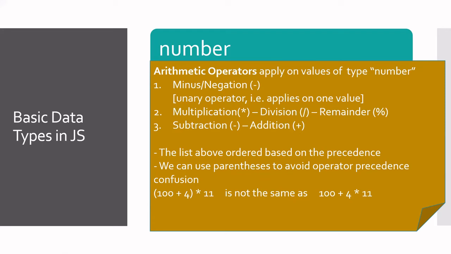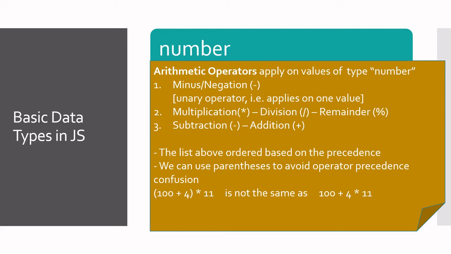Generally speaking, the operators are applied left to right, except when they differ in precedence. Okay, so the multiplication and division and remainder go before the subtraction and the addition. In order to avoid the confusion that happens because of this operator precedence, we use the parentheses. So if we want the addition to happen first, we have to put it inside parentheses.